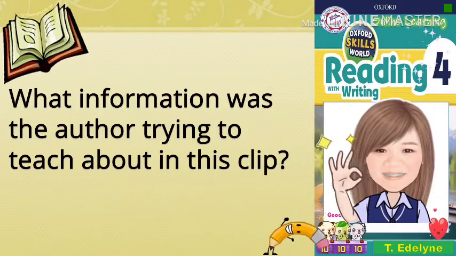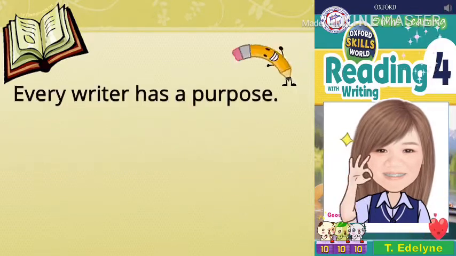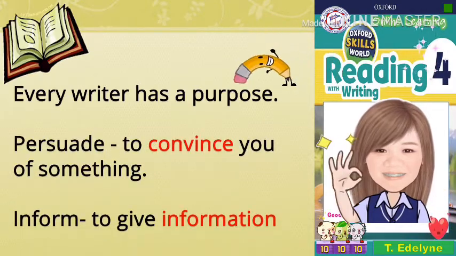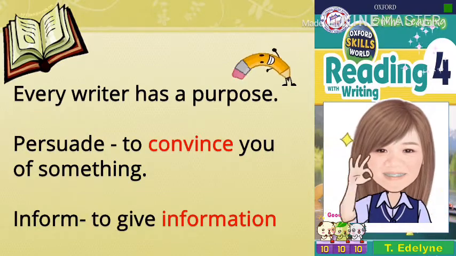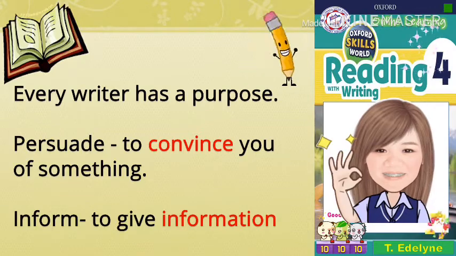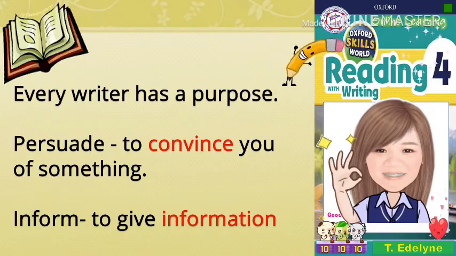Now, I hope you understand the lesson, so let's have a recap. Every writer has a purpose, right? First is to persuade, which means to convince you of something. Don't forget, persuade. Next, the second one is to inform. Inform, to give information, from the word inform. Alright, don't forget the word inform. Persuade and inform.